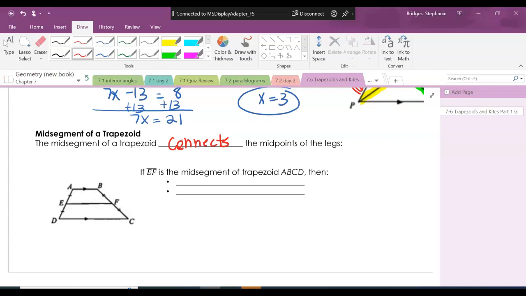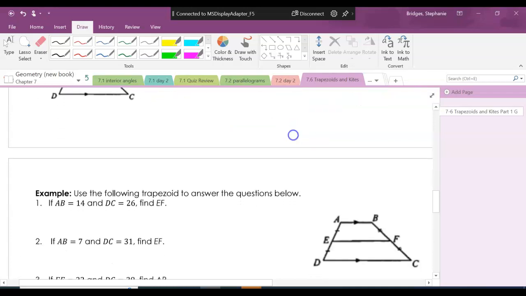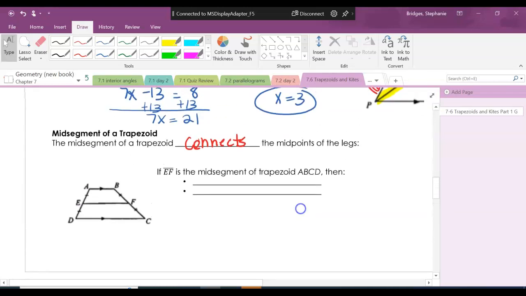Everybody ready? Okay. It says if EF is the mid segment of trapezoid ABCD, let me make sure I'm doing the right thing. Yeah, okay. There's two different ways we can look at this formula. I'm going to show you the way that they give it to you and then the way that I think you'll prefer to use it because it makes it a little bit easier, okay?